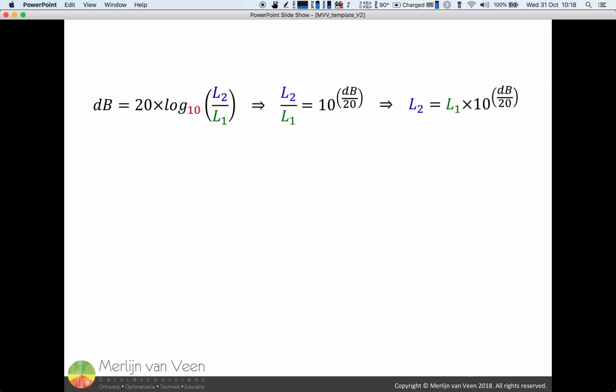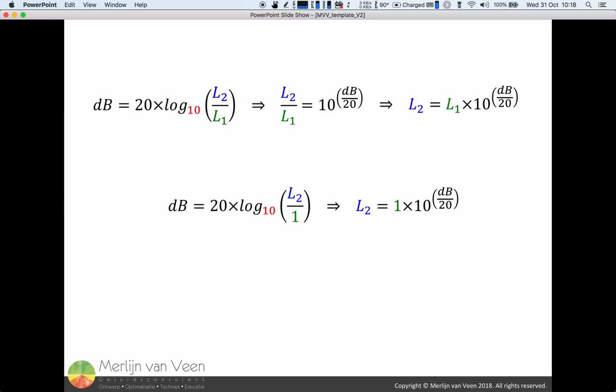Now, we can make life very easy, very simple by setting level 1 simply to a value of 1, which we are free to do. So if we substitute all the green level 1s by green 1s, then things become much, much easier. Okay, level 2 equals 1 times 10 to the power of our decibel value divided by 20, which means that we can forget the 1 altogether for now.